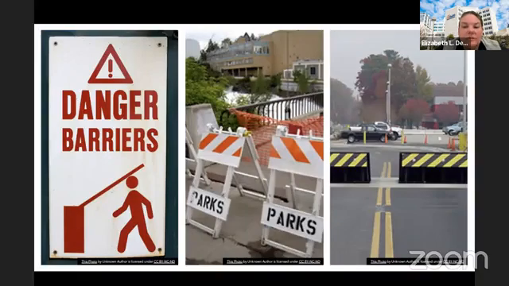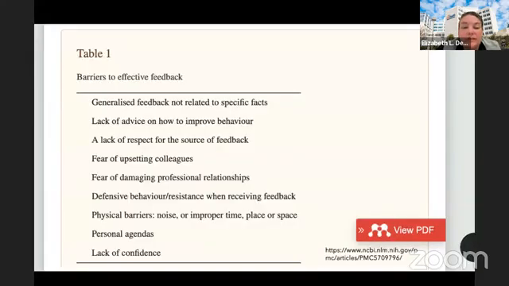What are the pitfalls and barriers to effective feedback? Here's a good list. Many times, feedback is not effective because it's not specific enough. Trainees are not offered advice on how to improve their work. Sometimes they don't respect the person who is giving them feedback, and that is important as well. They may have fear of upsetting colleagues or damaging professional relationships if giving honest feedback. Those receiving the feedback might be too defensive or resistant to receiving feedback.